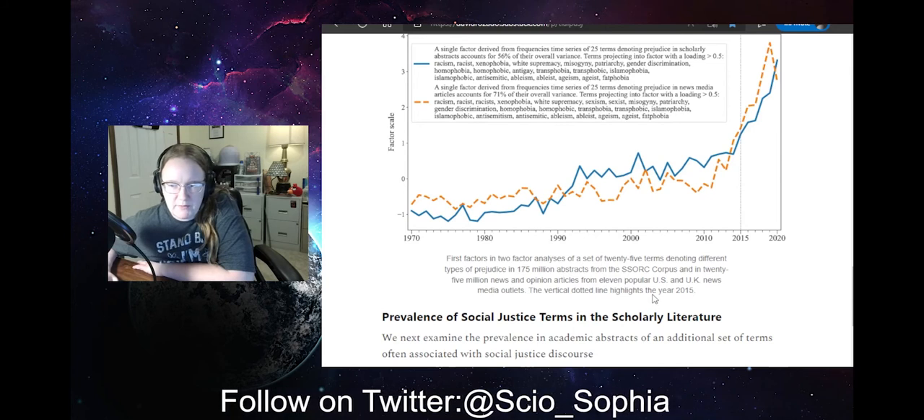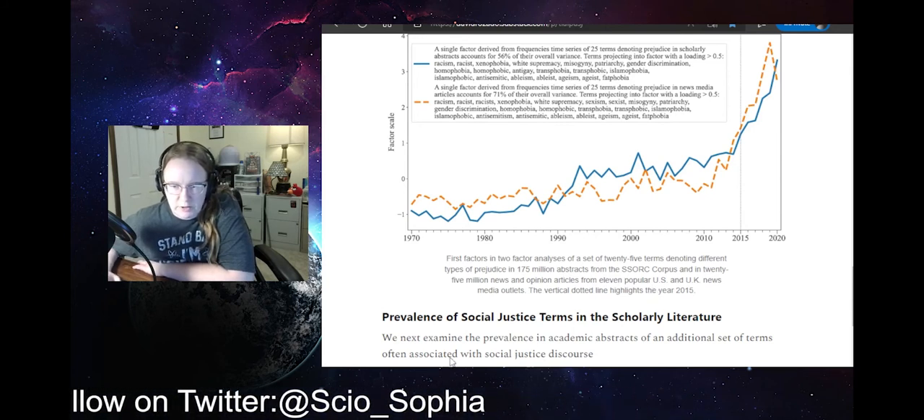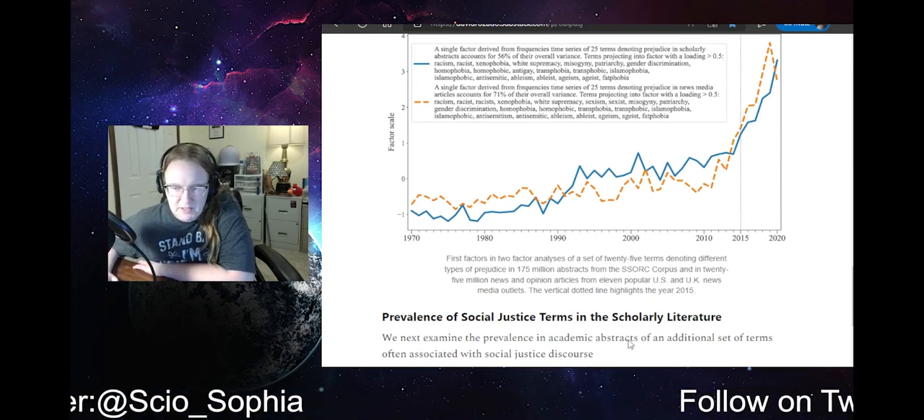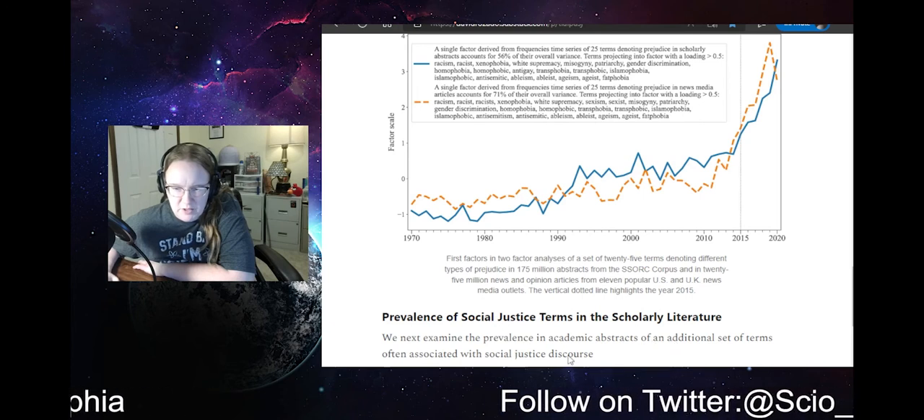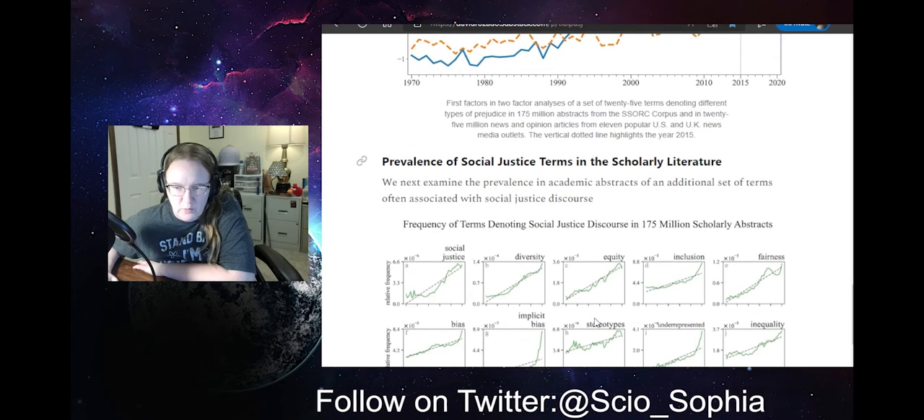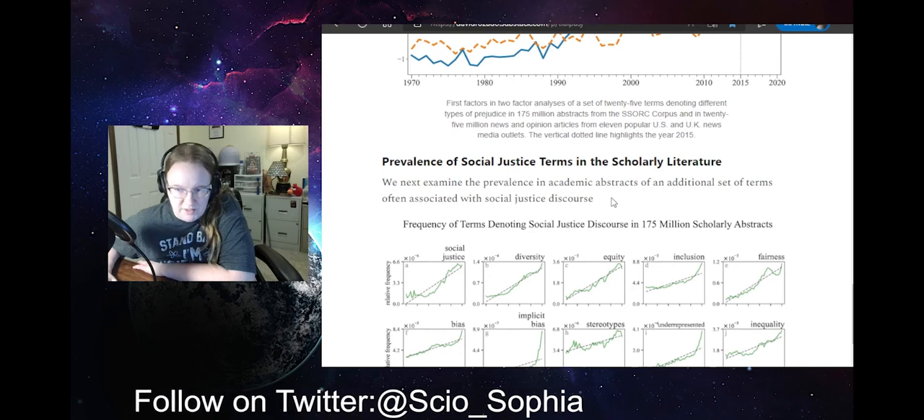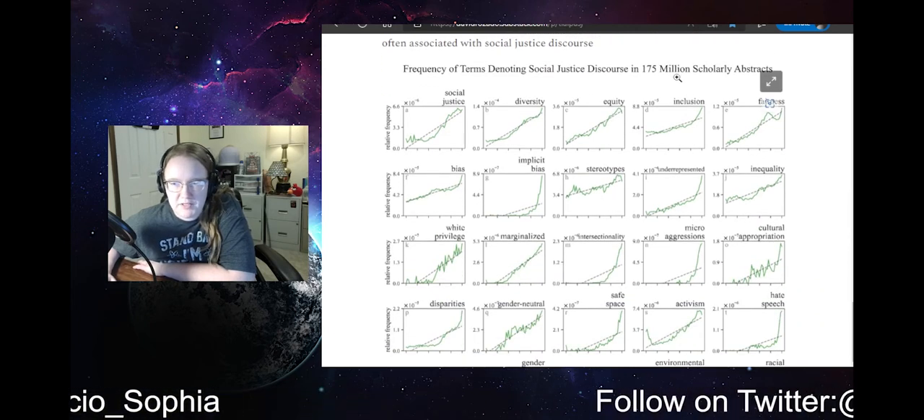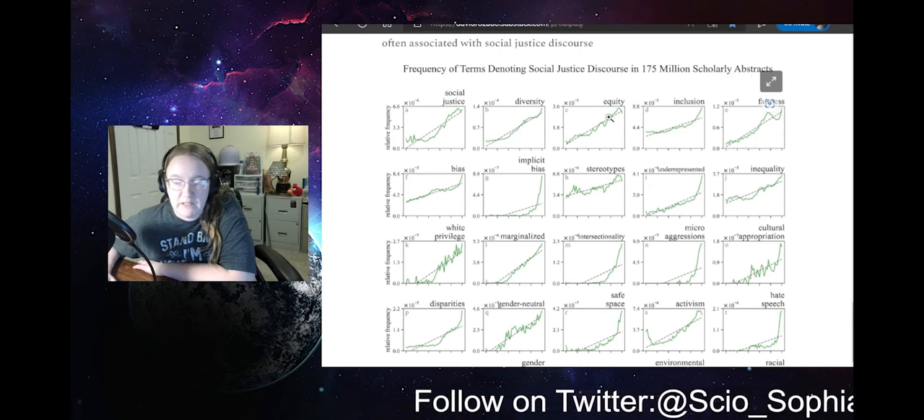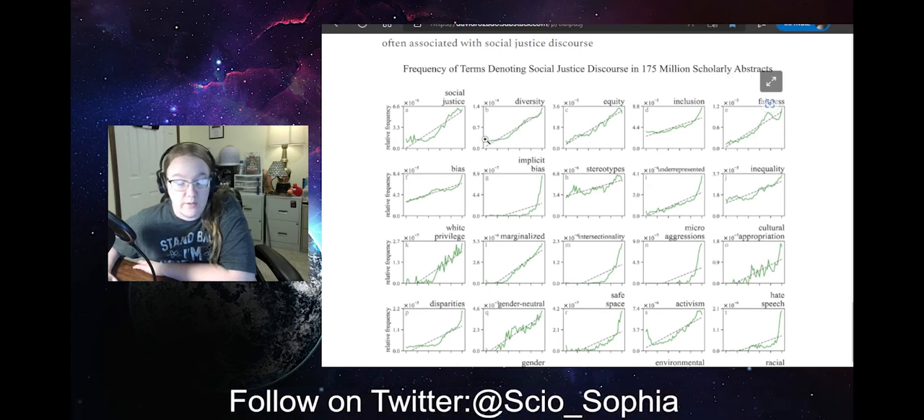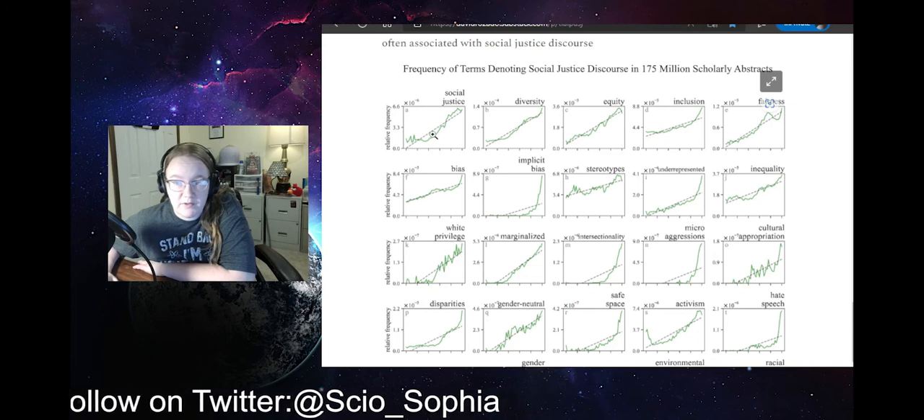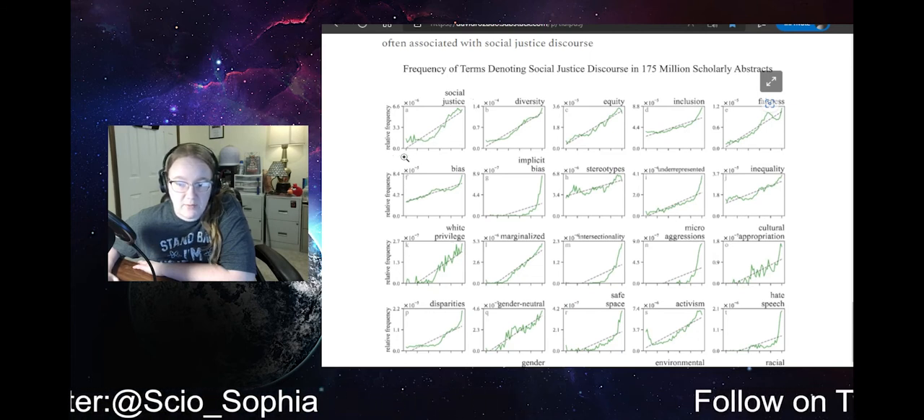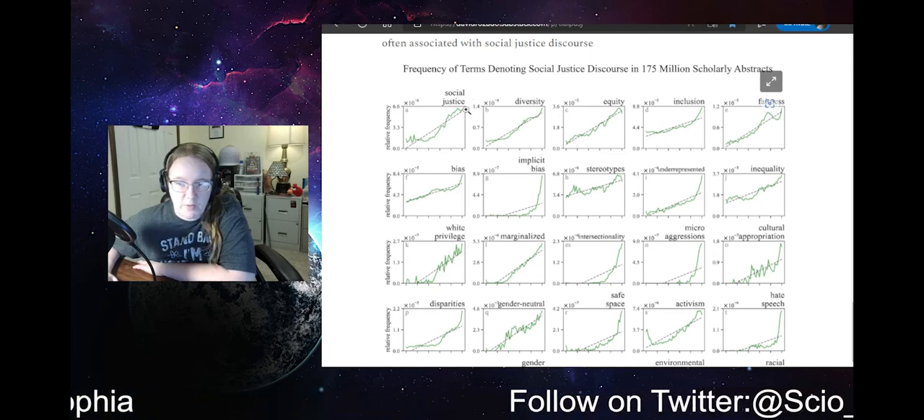Let's see. Prevalence of social justice terms in scholarly literature. We examine the prevalence in academic abstracts of an additional set of terms often associated with social justice discourse. Frequency of terms denoting social justice discourse in 175 million scholarly abstracts. Again, really, really impressive. So, here you go. Again, this is 1970 to 2020.